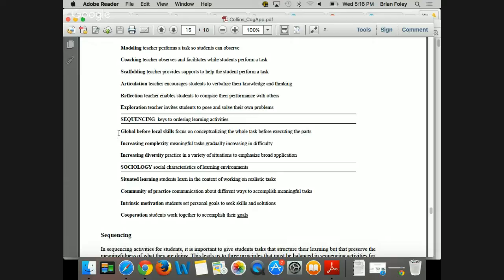And this is one that comes directly out of which part of the apprenticeship was this? The global before local skills. That was when you were just observing, right? Or no?